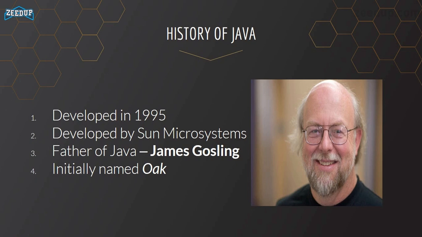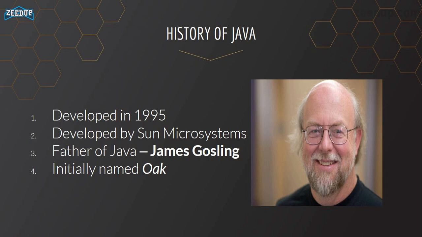James Gosling is known as the father of Java. He was the person who developed Java. Initially, Java was named Oak, but since Oak was already a registered company at that time, James Gosling changed the name of the programming language that they were developing from Oak to Java. It can work on basically any platform.